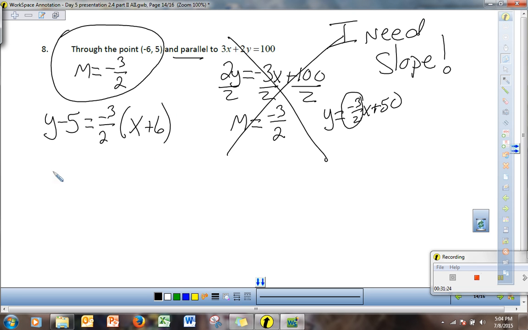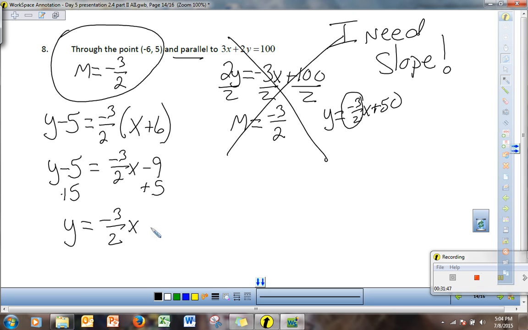Let's simplify this. So I got y minus 5 equal negative 3/2 x minus 9. You can do that in your head or your calculator, of course. Let's add 5 to both sides. Y equal negative 3/2 x minus 4. So there's what we got.